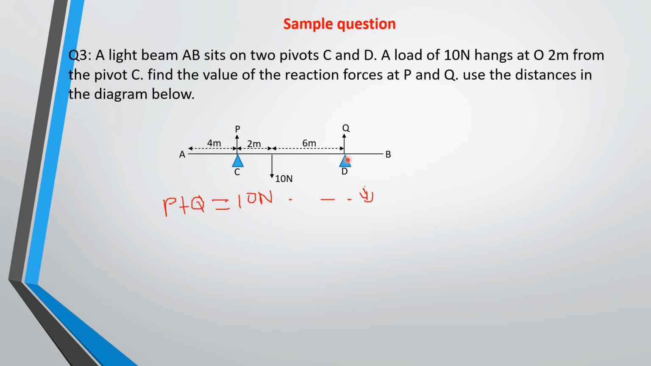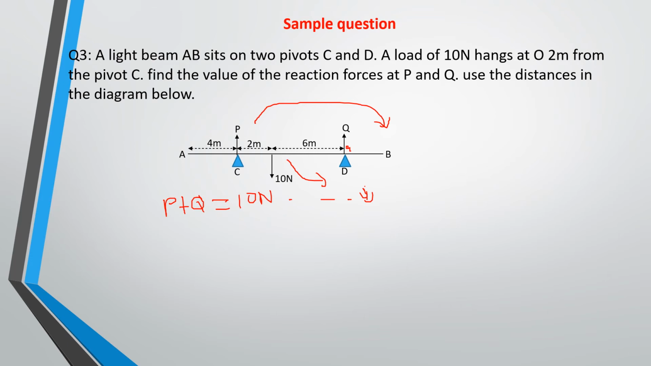Now, if we take moments about Q, it means Q will become our rotating point. When you are taking moment about a particular point, forget about the other points. So now you are not looking at C. What you are looking at is D. This point now becomes a rotating point, which means that this will be your clockwise moment about this point, and this will be your anti-clockwise moment about this particular point.